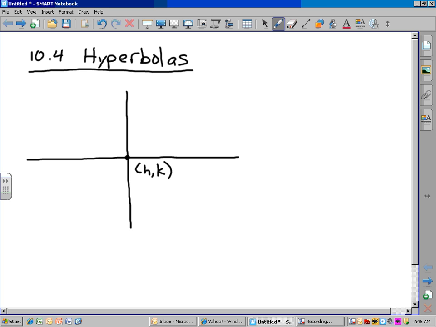Now, from the center, we do have an a and we have a b. The equation, if we moved it, would be (x minus h) squared over a squared minus (y minus k) squared over b squared equals 1. Now that's one of the hyperbolas. a and b no longer have to be larger or smaller. It's just going to matter what comes first.